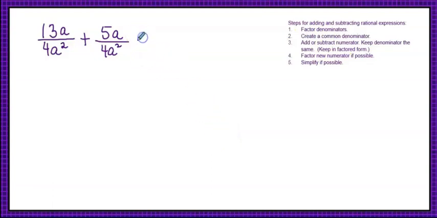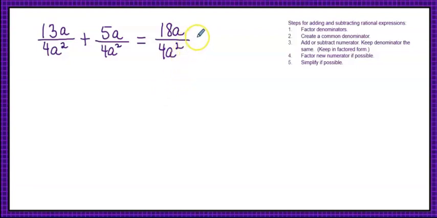Now it says add or subtract the numerator. Now, I'm going to tell you these could be simplified before we add them, but we're just going to go ahead and add and then simplify them after we get finished. Add or subtract the numerators. So 13a plus 5a is 18a. Keep the denominator the same, 4a squared. Do not add those together. 4a squared is the denominator. It stays the same. And then if you can factor, you do that, and then you simplify if possible.